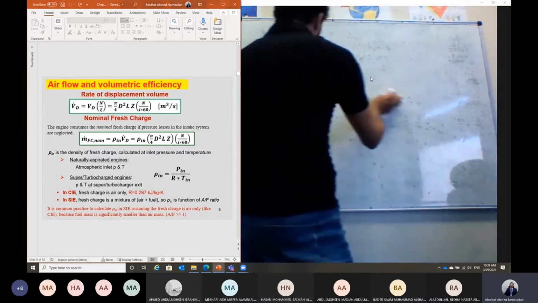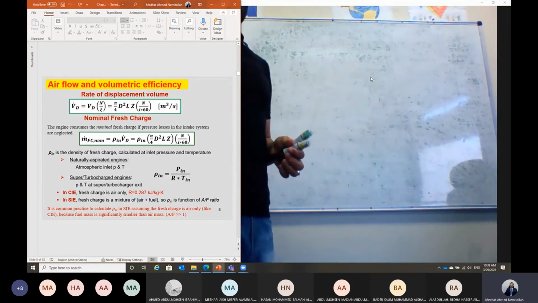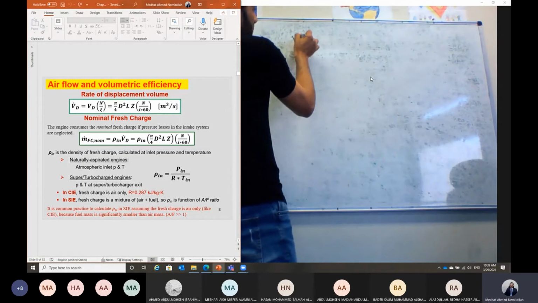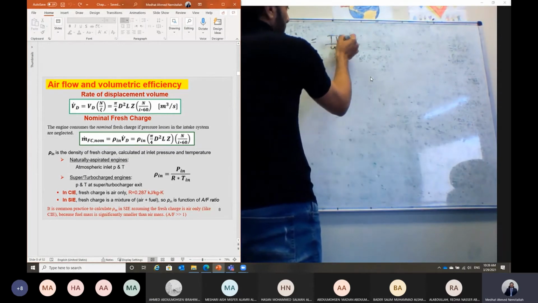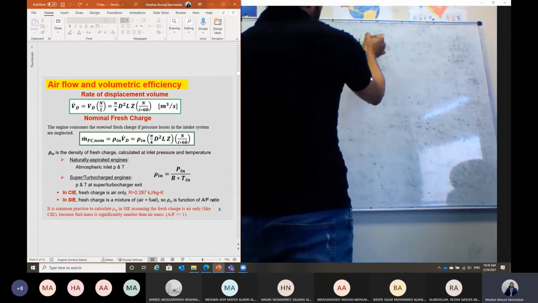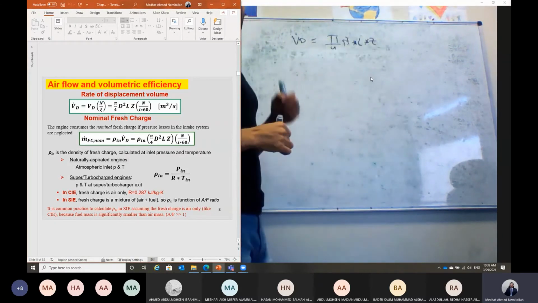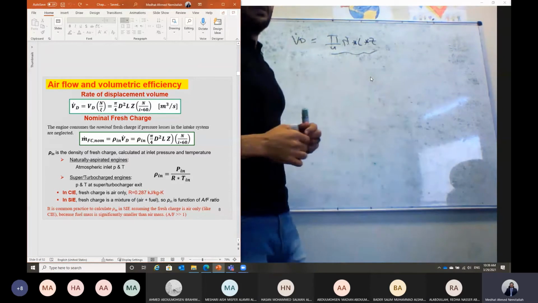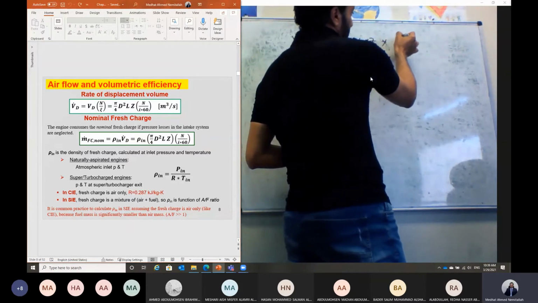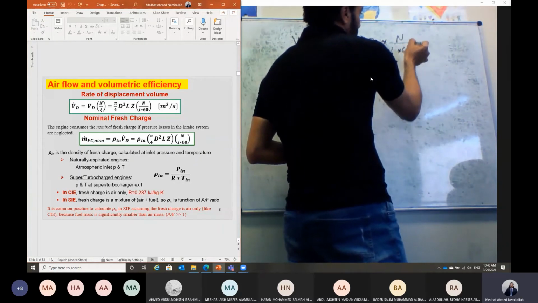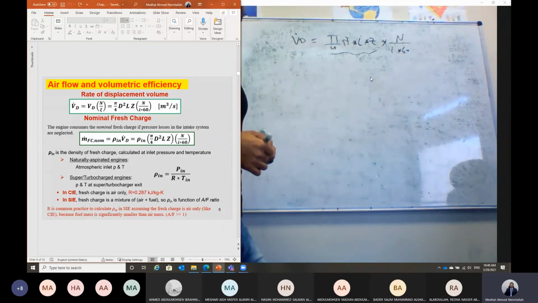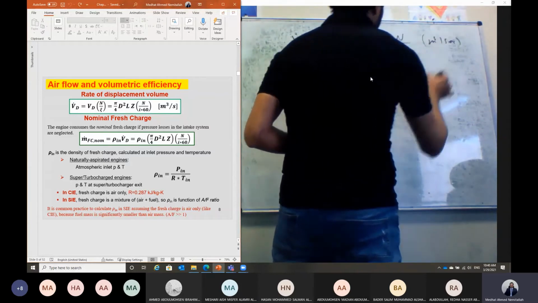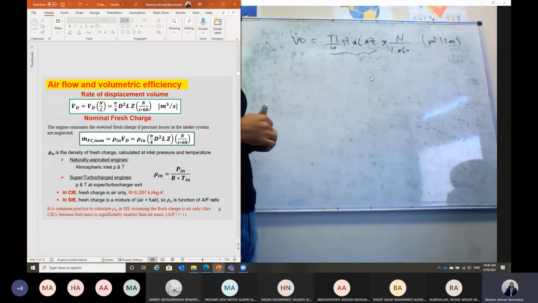What about the air? We have defined the displacement volume of air to the engine. V dot displacement is equal to the displacement volume, which is pi over 4 d square multiplied by L multiplied by the number of cylinders. This is the volume per cycle, meter cube per cycle. And we said we have to multiply it by the number of cycles per second, which is N divided by R multiplied by 60. This is the volumetric flow rate coming to the engine in meter cube per second.